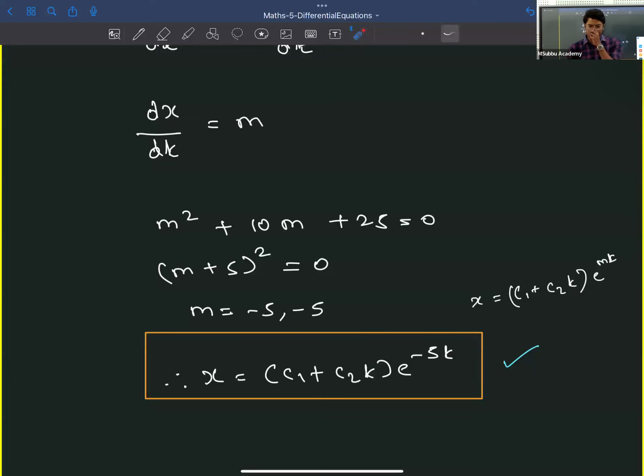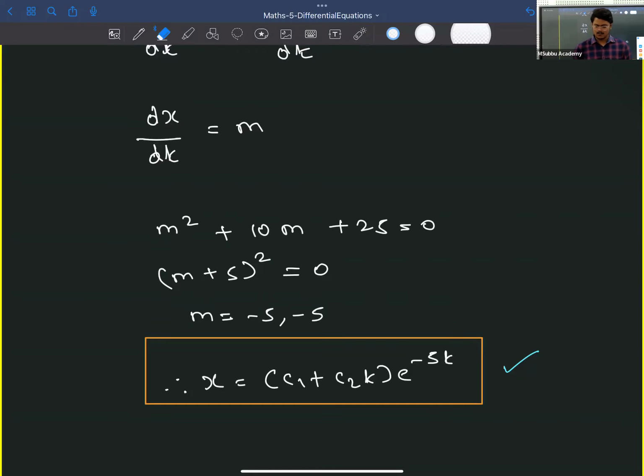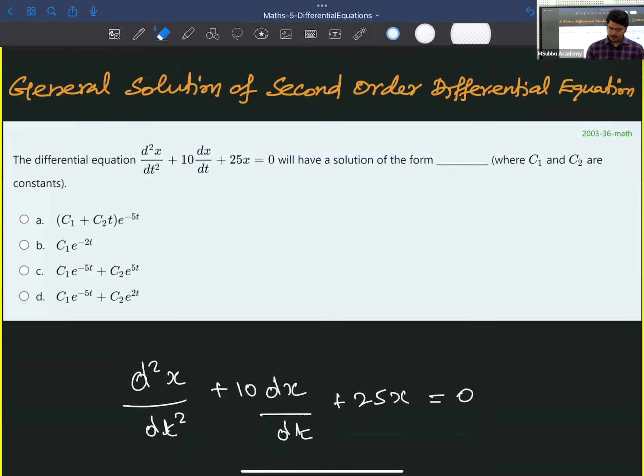If they are not equal, then you'll get x is equal to c1 into e power mt plus c2 into e power minus mt. We have an upcoming problem for that, so we'll look into it. Okay, we'll move on to the next problem.